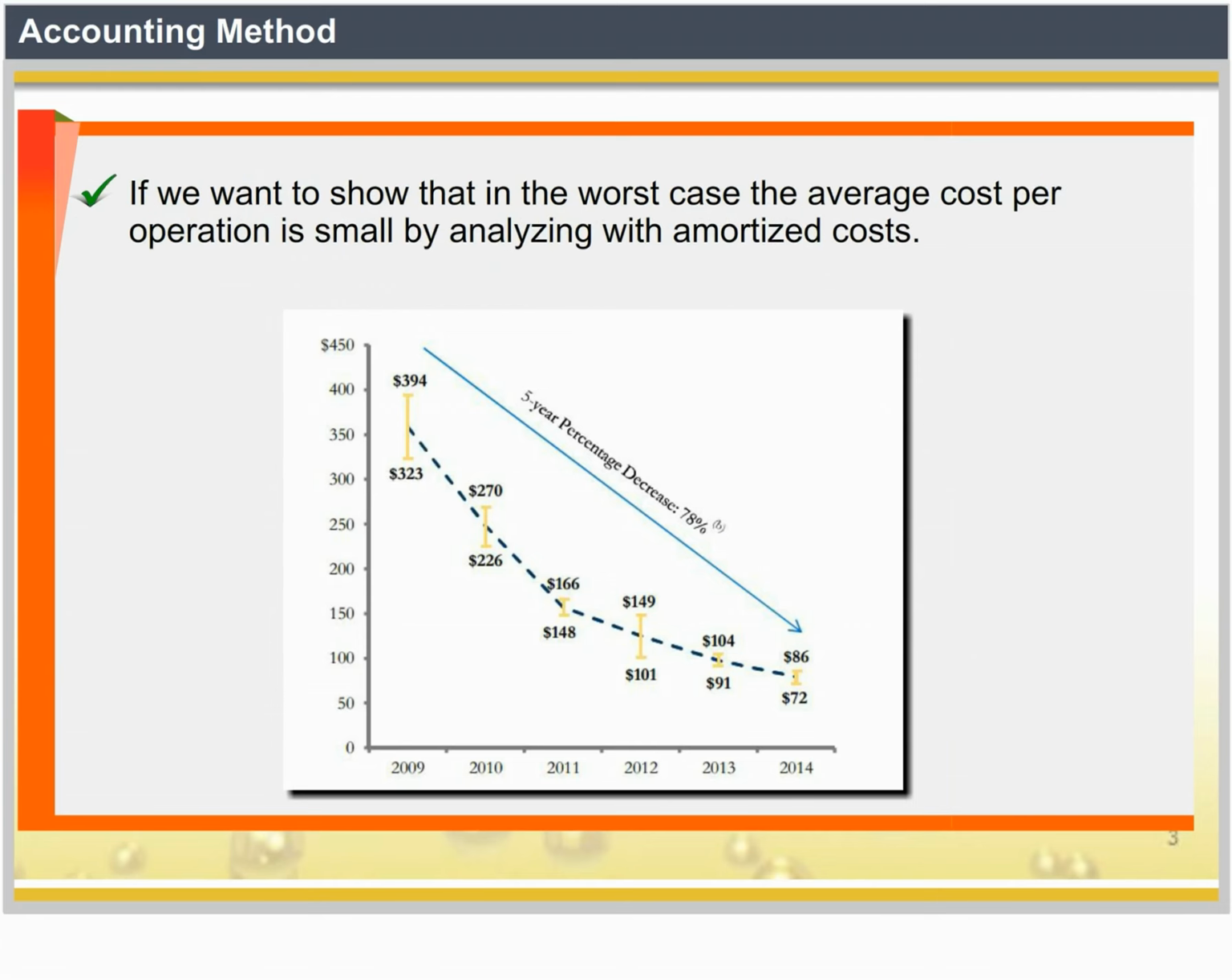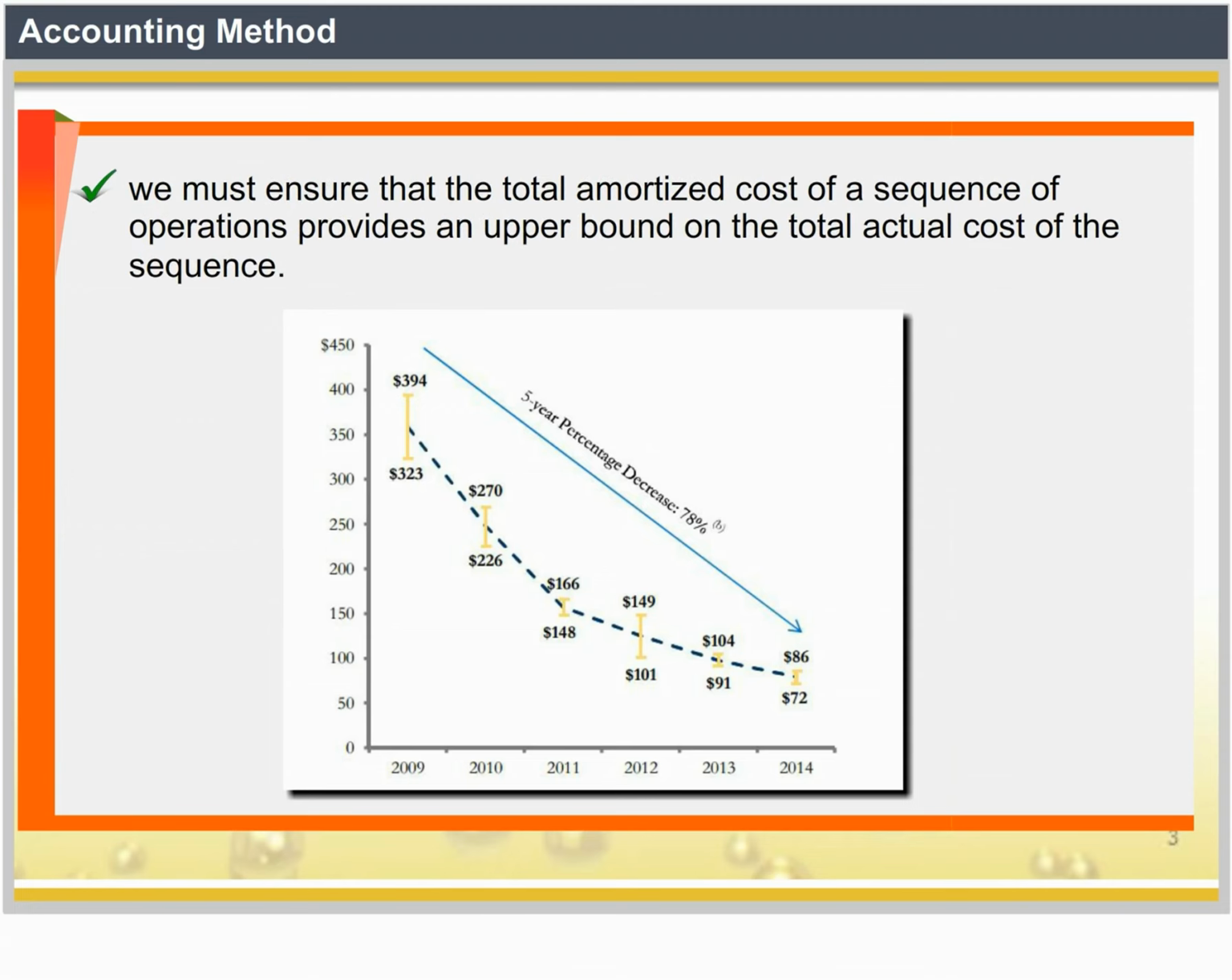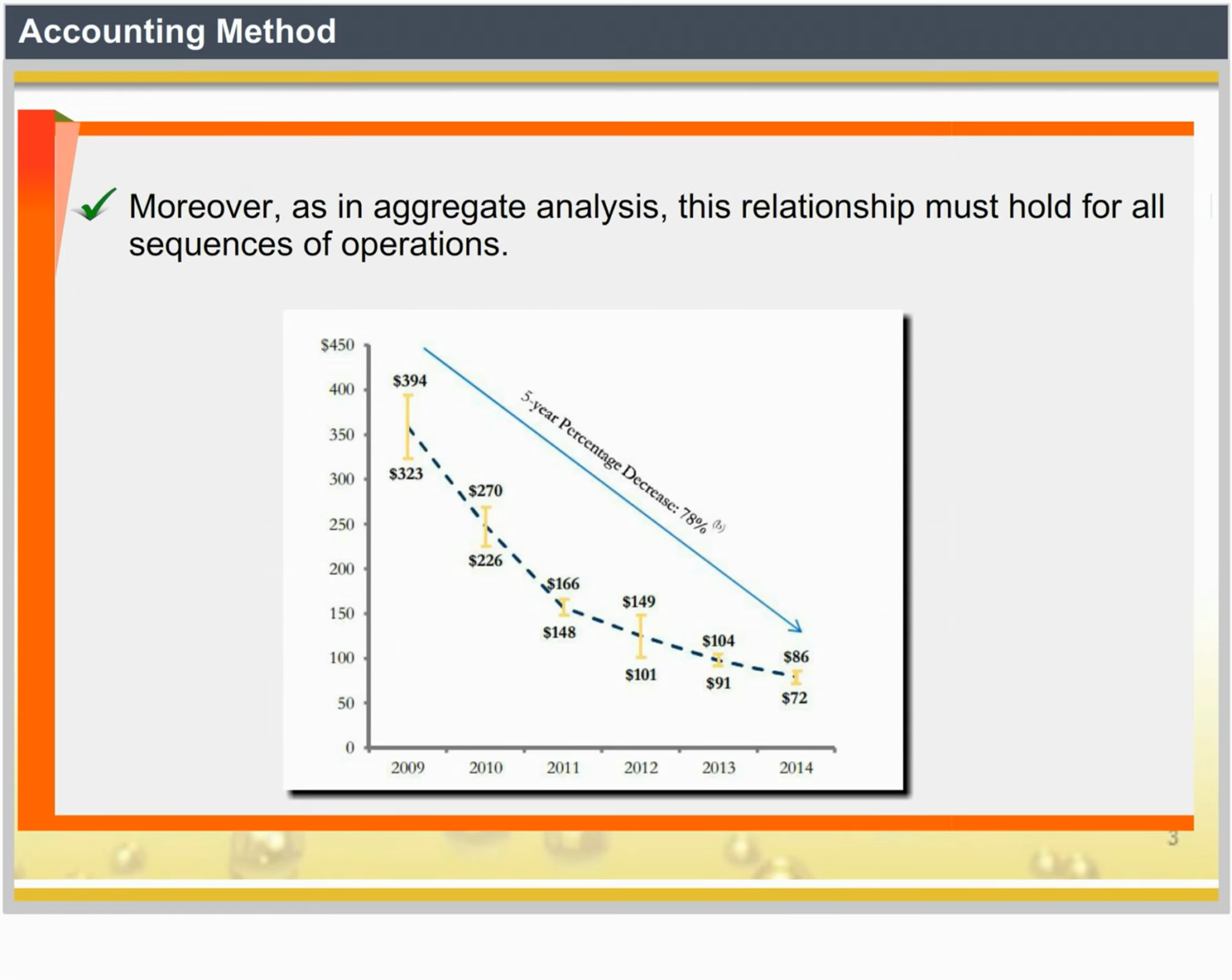If we want to show that in the worst case the average cost per operation is small by analyzing with amortized costs, we must ensure that the total amortized cost of a sequence of operations provides an upper bound on the total actual cost of the sequence. Moreover, as in aggregate analysis, the relationship must hold for all sequences of operations.